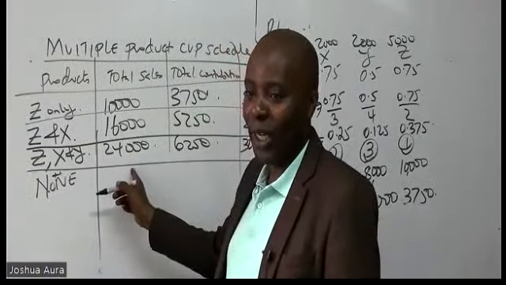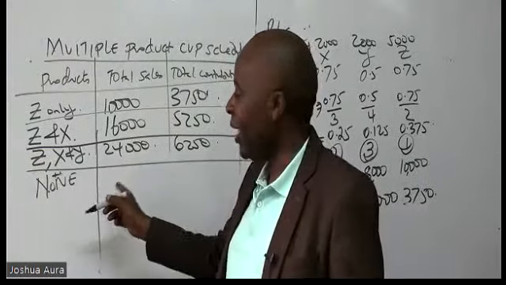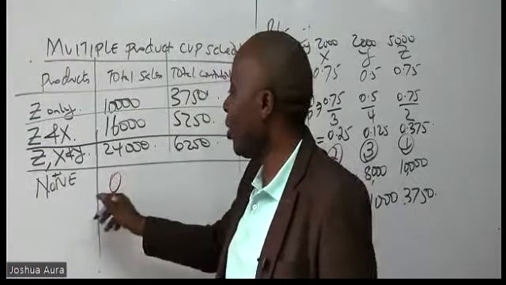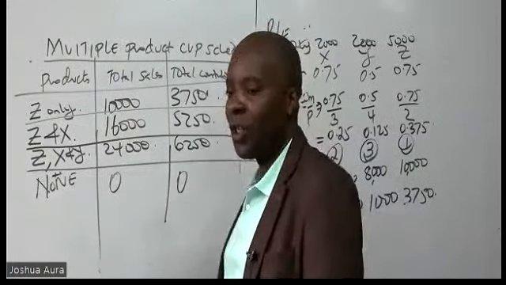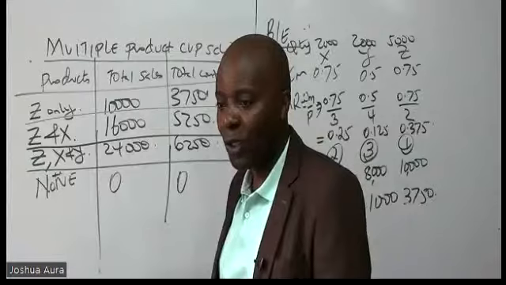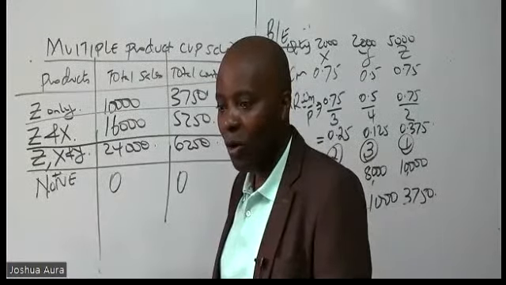how much will we get as sales? Now, unless you're a thief, if you produce none, sales will be zero. If you produce none, contribution will be zero. However, profit has to be there because of what? Fixed cost. Profit must be there because of fixed cost.